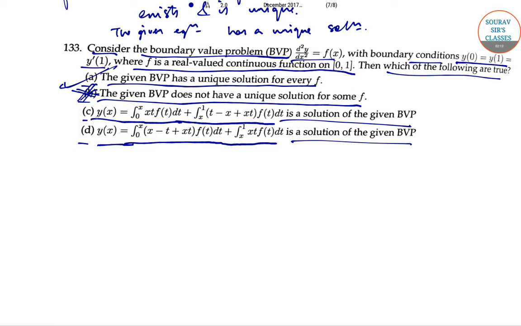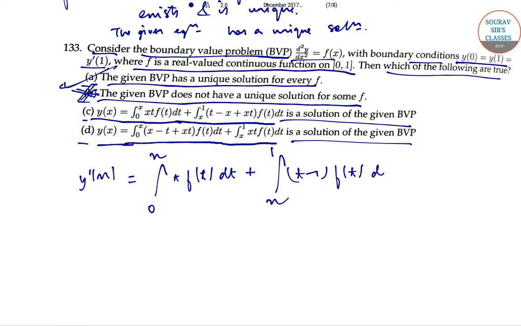Now, for option C, on differentiating the given y under the integral sign, we get y'(x) = ∫ from 0 to x of t f(t) dt + ∫ from x to 1 of (t − 1) f(t) dt. Now again differentiating the same way, we get y''(x) = f(x). Therefore, option C is correct.